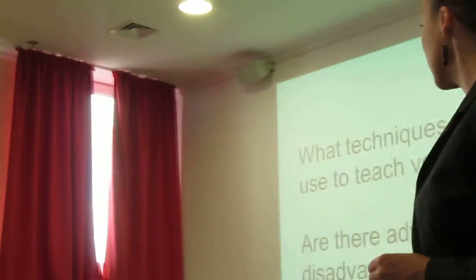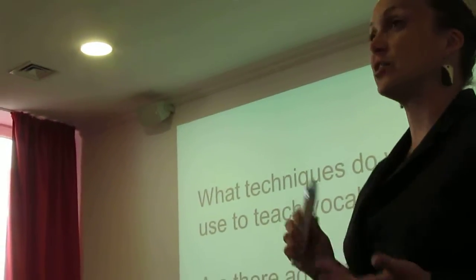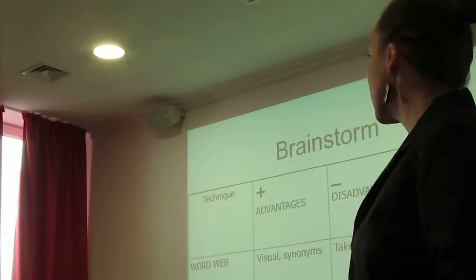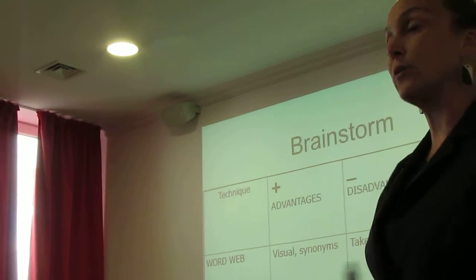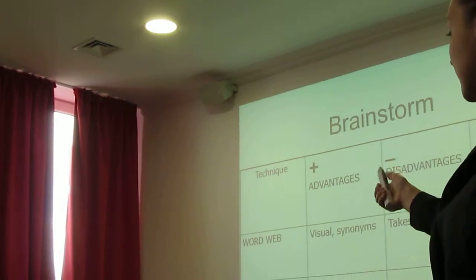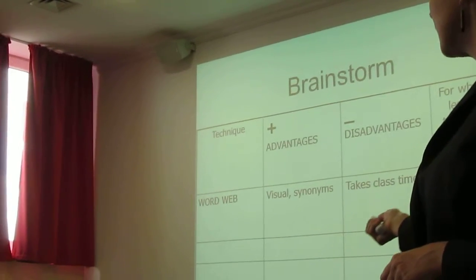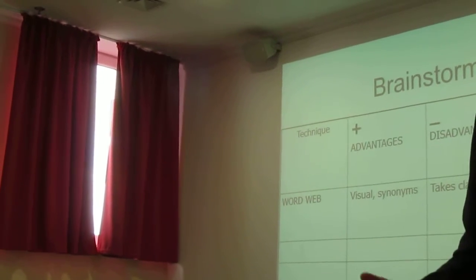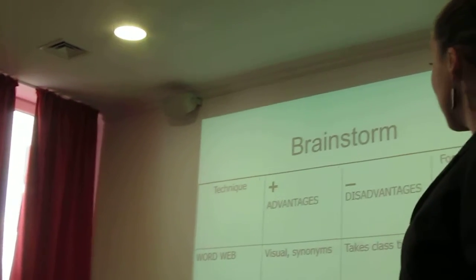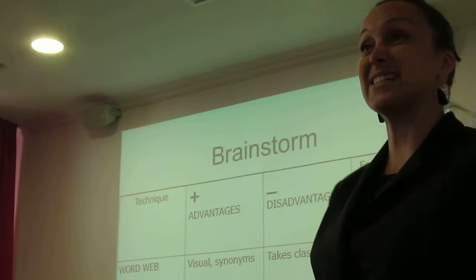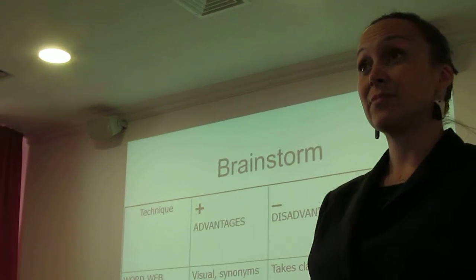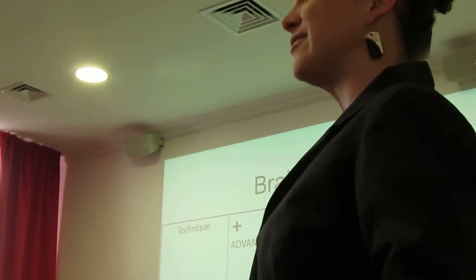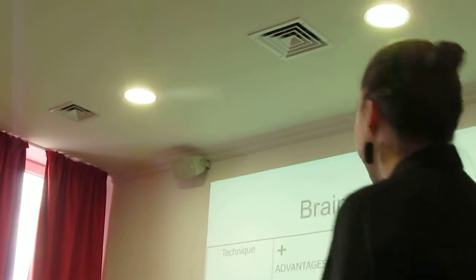Okay, so what techniques do you use to teach vocabulary? What I'd like us to do is to think about that and to look at the advantages and disadvantages of those techniques. And we'll fill out a little form where we have the technique. For example, we had the word web. Advantages is they're visual, they're teaching synonyms, and some of the disadvantages is it takes class time. Everything takes class time. This is true. So see, you have an easy disadvantage for all of the activities.